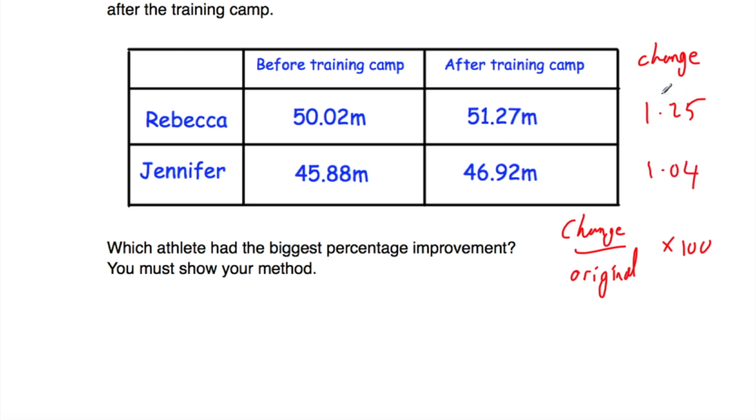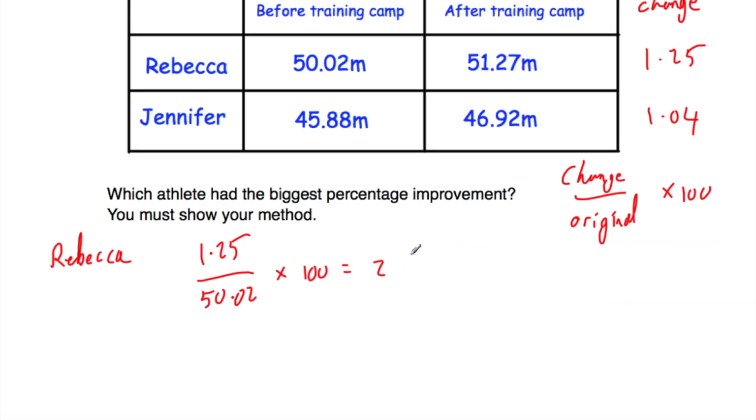So if we have a look at the change, you can see Rebecca's got a bigger change, but will that be a bigger percentage change? Because we need to divide by the original and then times by 100. So for Rebecca, we're going to do the change, which is 1.25, divided by the original, which is 50.02, and then times by 100. So 1.25 divided by 50.02 times 100 is equal to 2.499 to 3 decimal places. So Rebecca's percentage improvement is 2.499%.